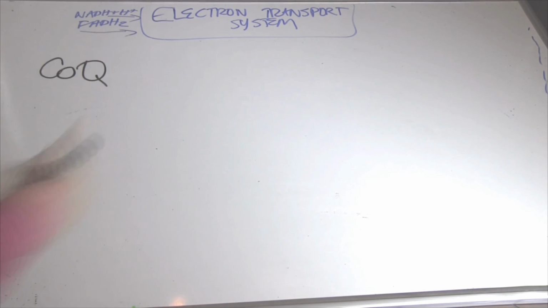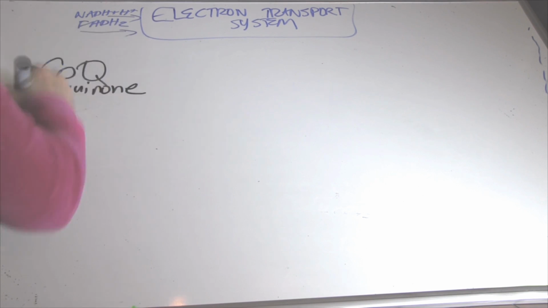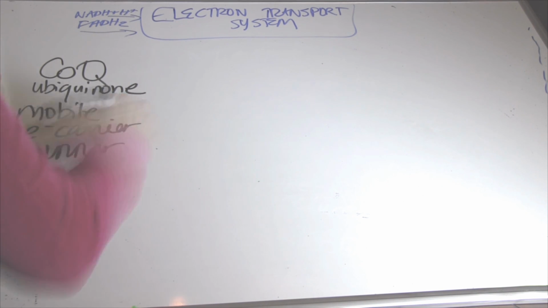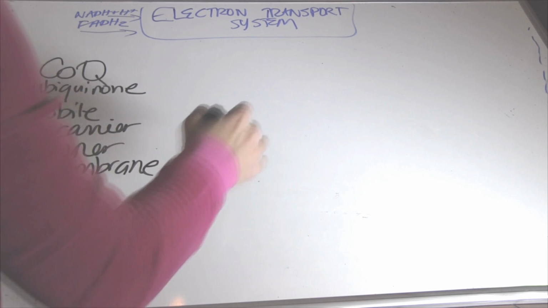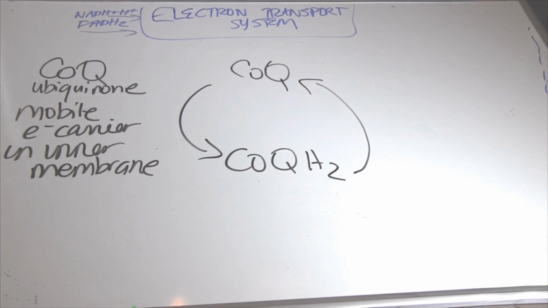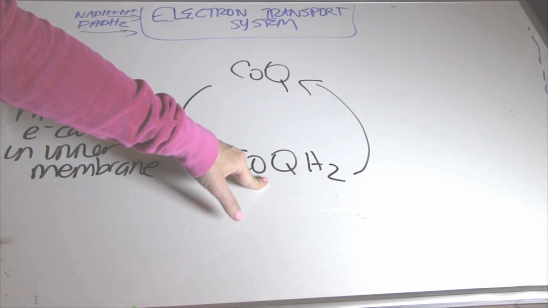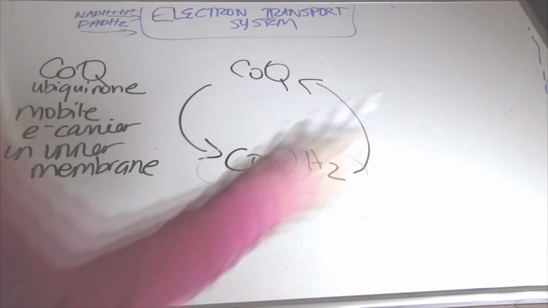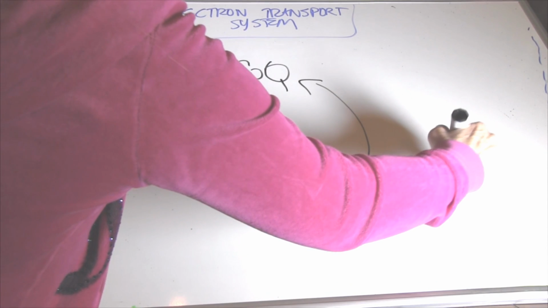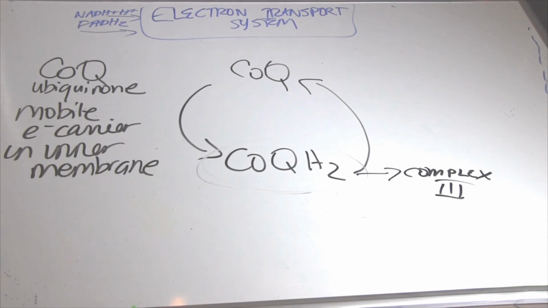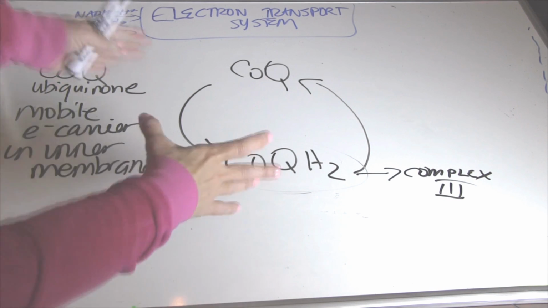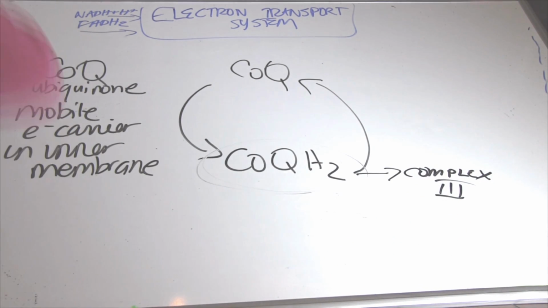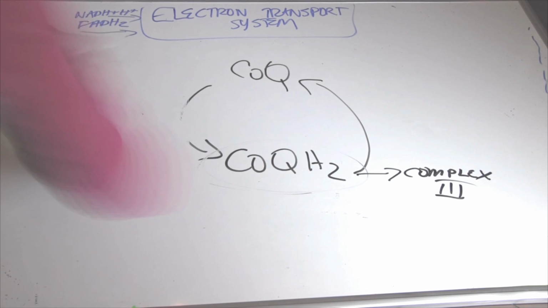Okay, coenzyme Q is also known as ubiquinone. This is a mobile electron carrier as far as in the inner membrane. Okay, so here we have, we know that we end up with this from complex 1 or 2. The tricky thing from this point, this guy is going to go to complex 3. Okay, so this goes to complex 3. This is pretty much all that this does. So it's going to accept electrons from complex 1 and 2, and it is going to travel in the inner membrane to complex 3. So let's draw out what happens in complex 3.